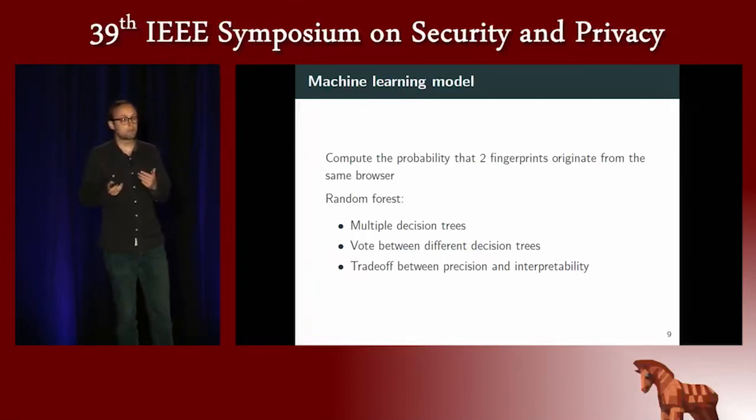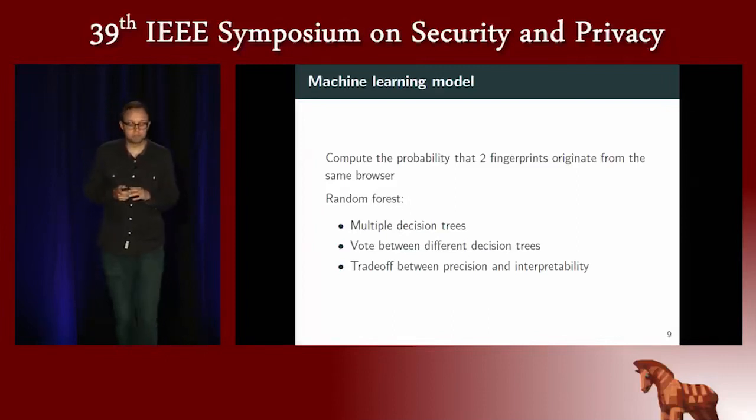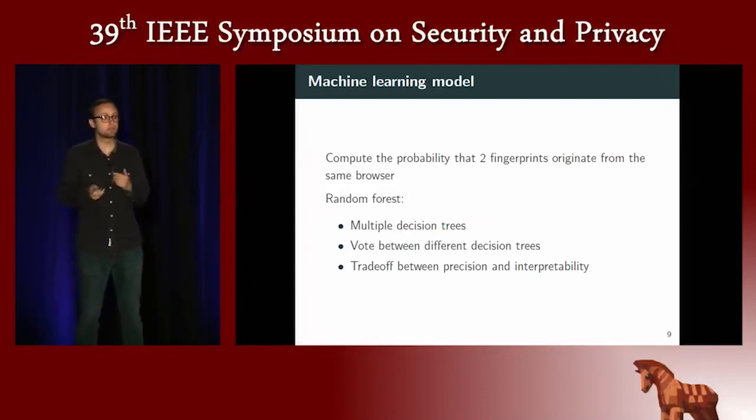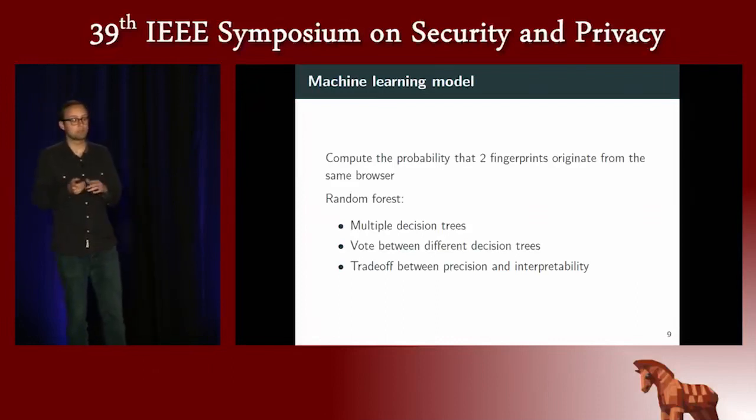We chose a random forest. A random forest is simply an ensemble of decision trees, and each tree makes a vote, and in the end, the result is the majority of the votes between the different trees. We chose a random forest rather than models such as a neural network because it provides a good trade-off between precision and interpretability. In this presentation, I don't interpret the different attributes and features of the model, but you can find more results in the paper.